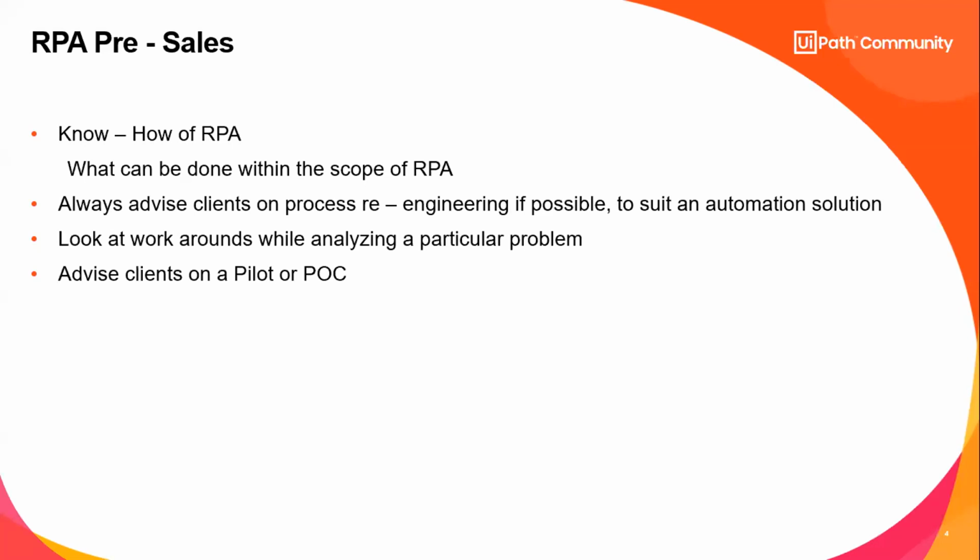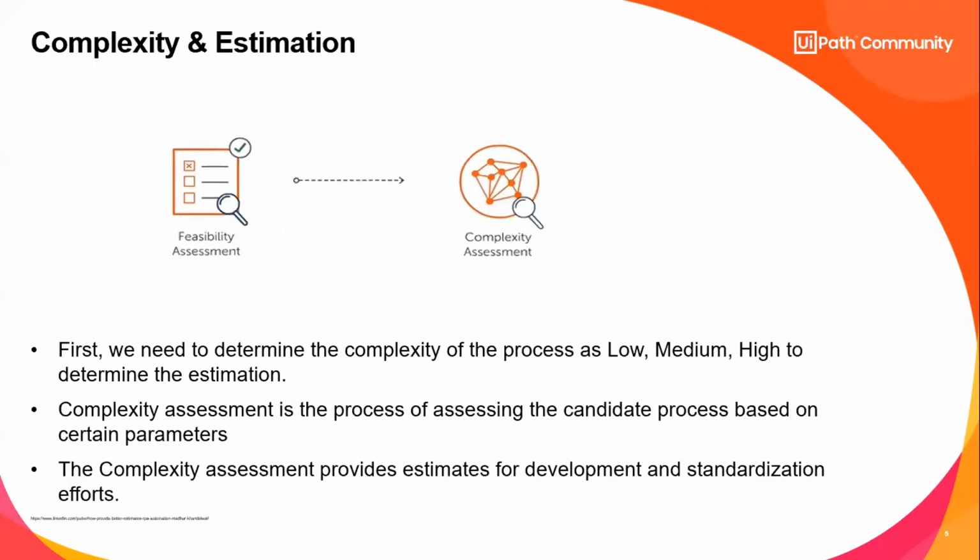So this was about pre-sales, and I'll jump into the next session for today, which was on the estimation part. I'm sure you have gone through the initial process assessment session on day 2, in which you must have heard about how we discover the processes for automation, how we check whether that process is actually feasible for automation or not, and how we determine whether that process is a good fit for automation.